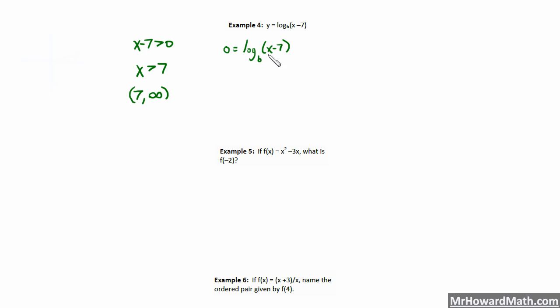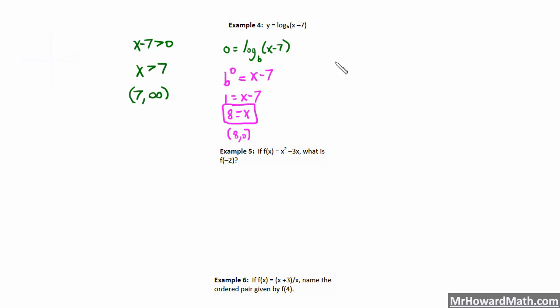So another way to rewrite this in exponential form would be b to the power of 0, so base raised to this value, is equal to this value, x minus 7. And remember, regardless of what the base is here, anything raised to the 0 power is just 1. So that's 1 equals x minus 7. We add 7 and we would get x equals 8. Okay, so our x-intercept is x equals 8. Another way to write it would be 8 comma 0.